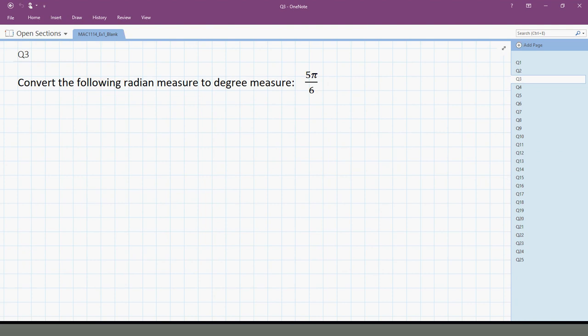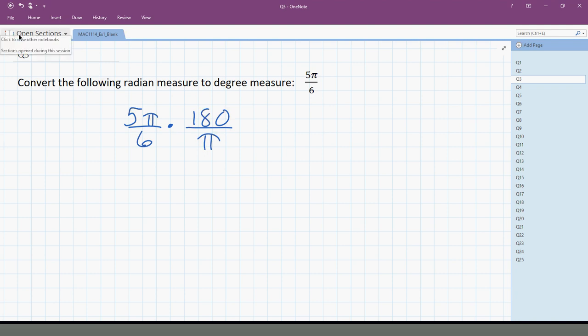All right, question 3. All we got to do is convert this into degrees. 150 degrees is correct. So we take 5 pi over 6, and we're going to multiply it by what? You got it. 180, and in fact, it's over pi, because that's what's going to cancel out the radian type version of it.